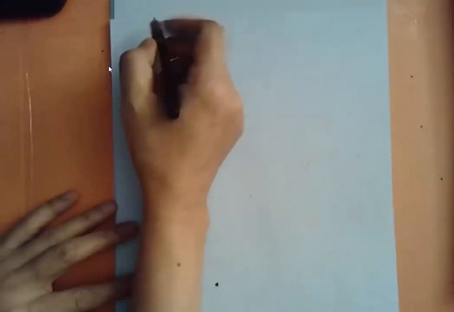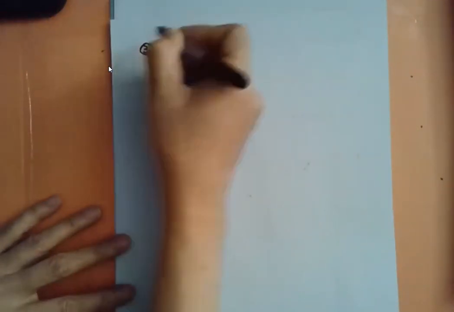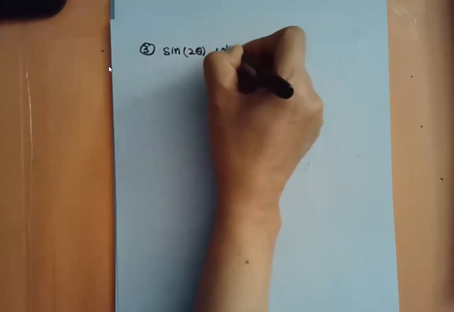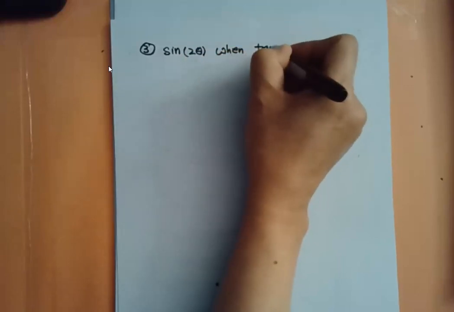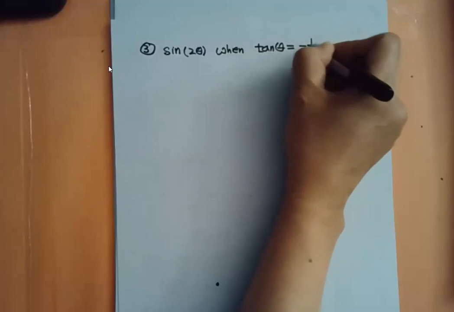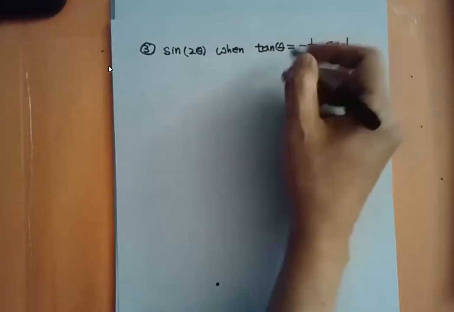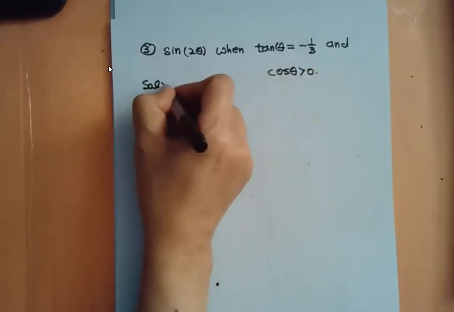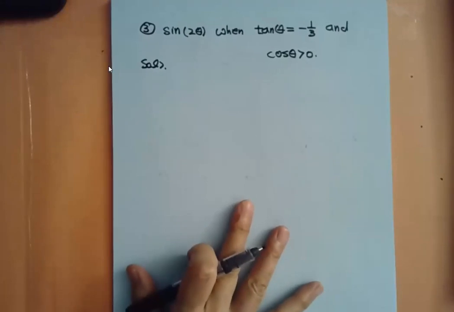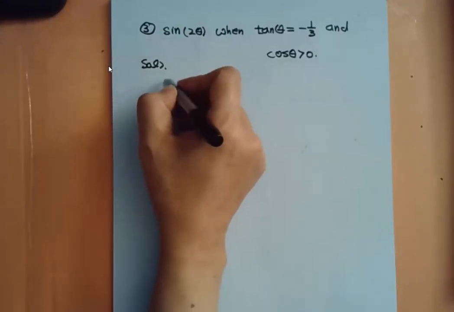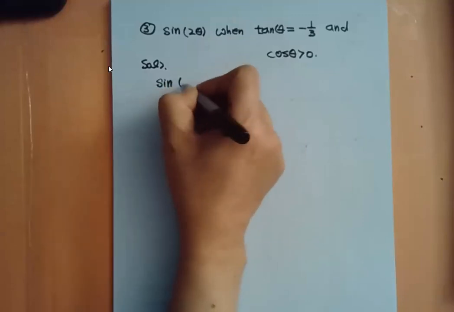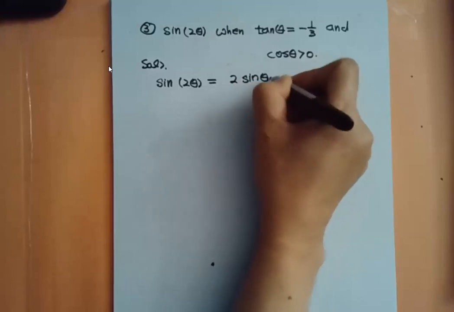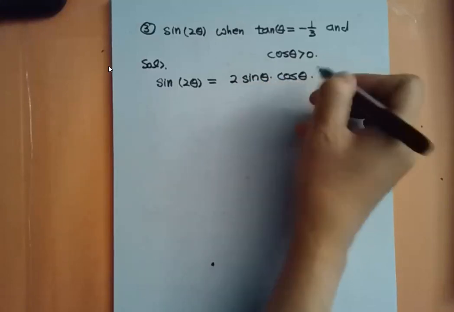Let's do one more problem for today. The next one is sine of 2 theta when tangent of theta equals minus 1 over 3 and cosine of theta is greater than 0. So we have to calculate with the double angle formula for sine. So sine of 2 theta equals 2 times sine of theta times cosine of theta.